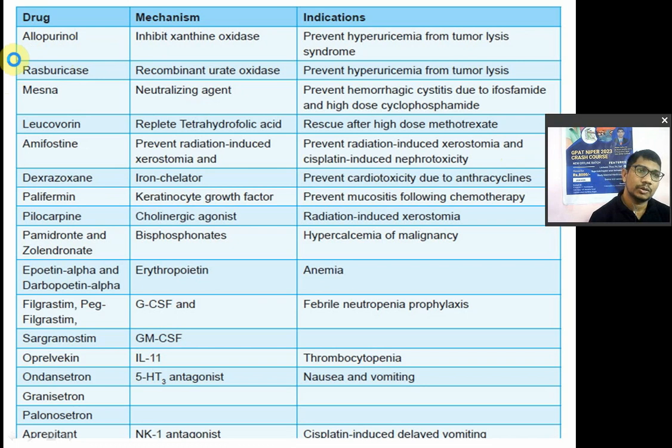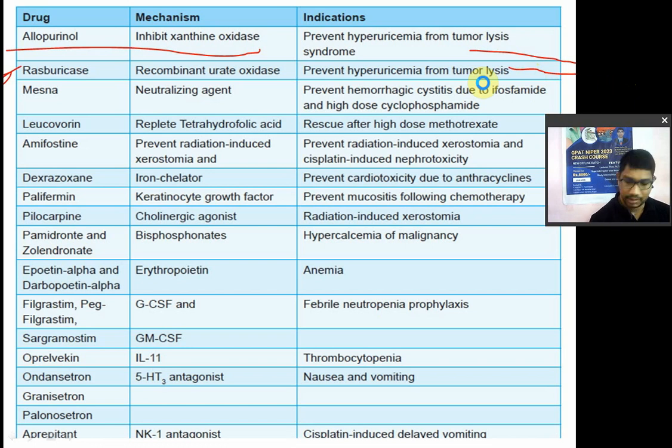So first is allopurinol. It inhibits the xanthine oxidase and it prevents the hyperuricemia from tumor lysis syndrome. Rasburicase is a recombinant urate oxidase enzyme. It prevents the hyperuricemia from the tumor lysis. जब ट्यूमर ब्रेकडाउन होता है तो हाइपरयूरिसीमिया होता है, तो उसमें ये ड्रग एलोप्यूरिनॉल, रासबुरिकेस.